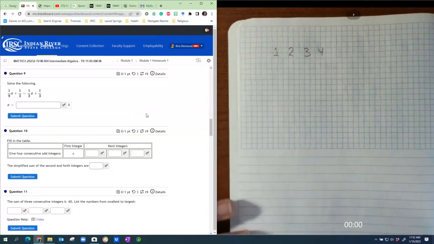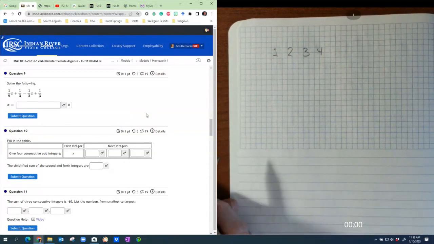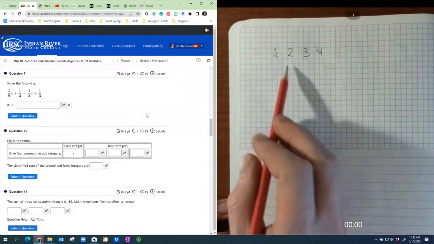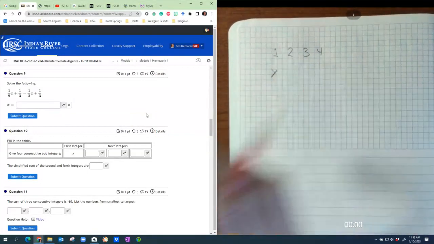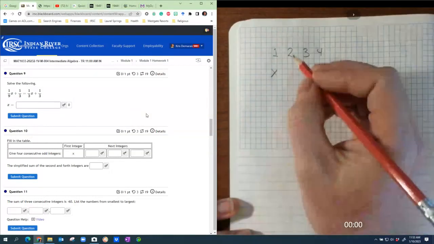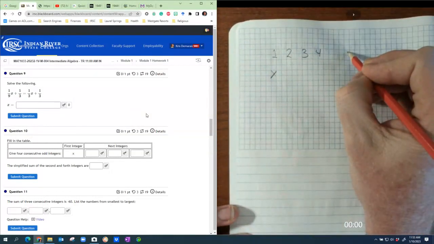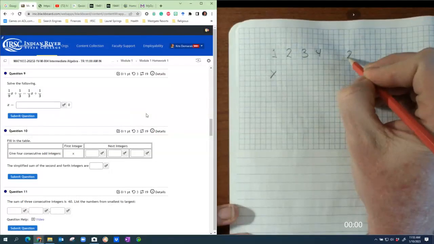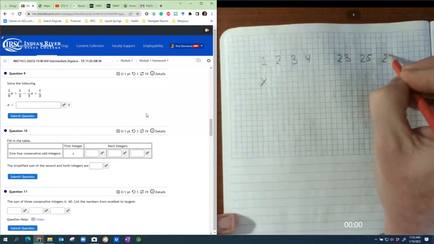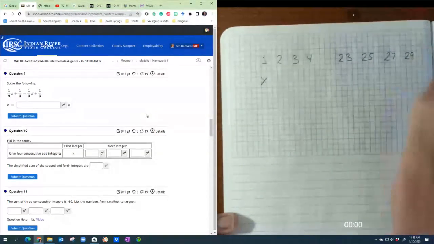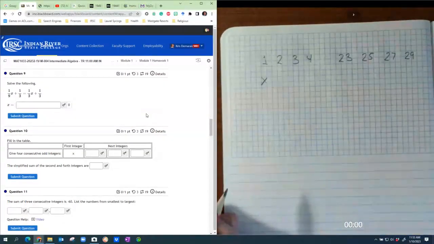Oh, there we go. Okay, so again, consecutive means one after the other. So what I'm going to do is think about it. It says give 4 consecutive odd integers. If the first integer is x, and I'm talking about odd, then an example would be 23, 25, 27, and 29. Those are 4 consecutive odd integers.